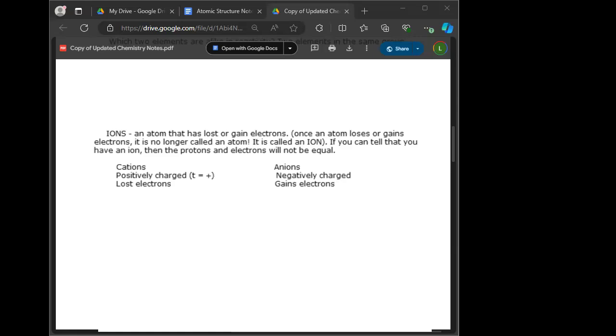Okay, then for anions, anions are negatively charged ions, and they form from atoms that have gained electrons.